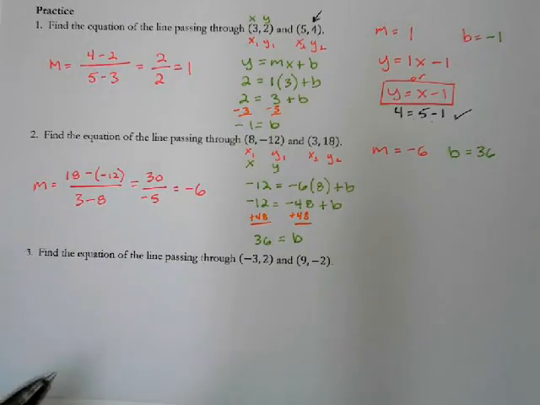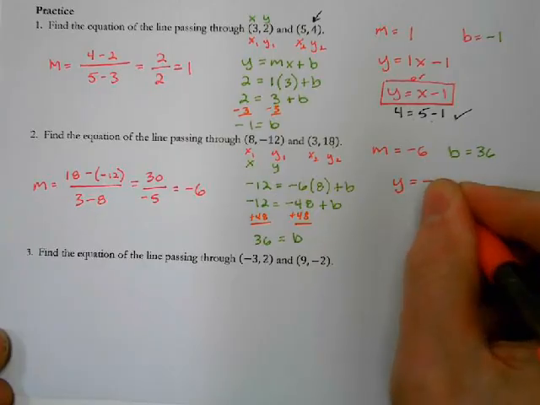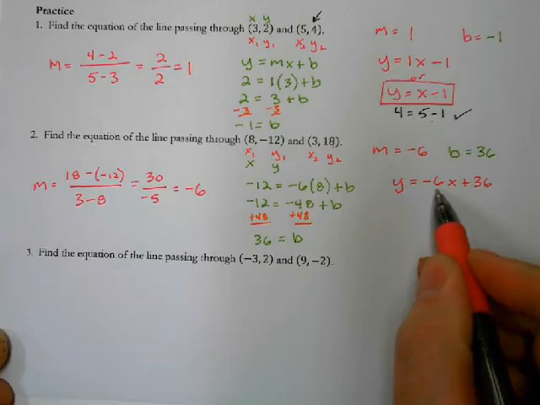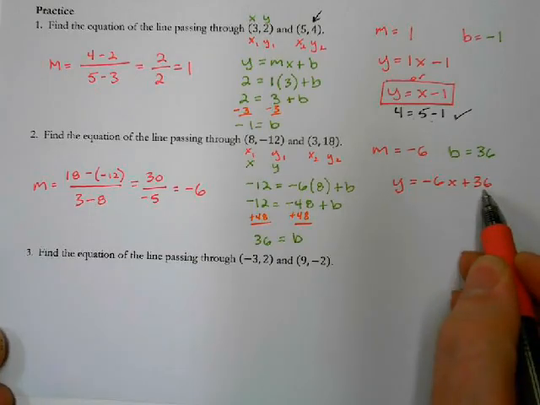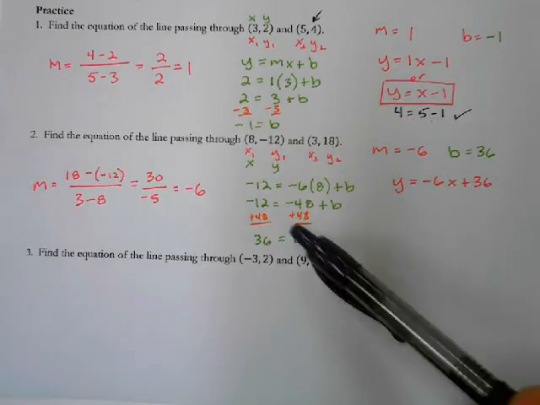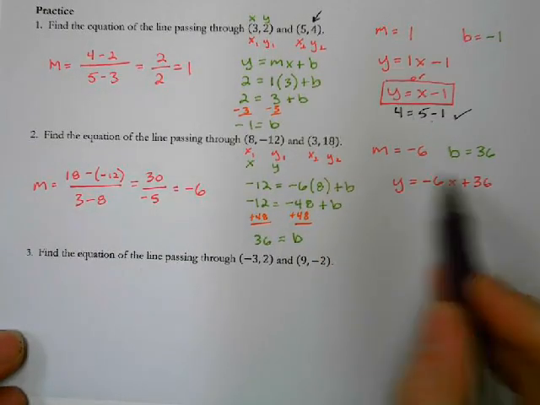I'm on step 4. I'm going to write the equation in slope-intercept form. This would be y equals negative 6x plus 36. There's my slope. There's my y-intercept, my b. Okay, now we check our answer. Now I used 8, negative 12 to find out what b is. So I'm going to use 3, 18 to double check to see if this is correct or not.